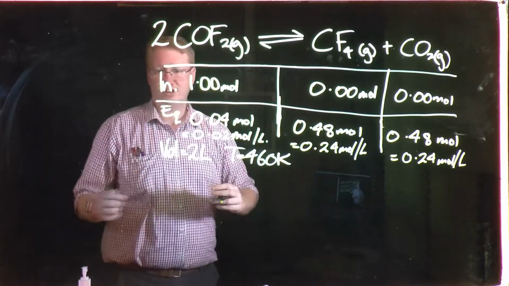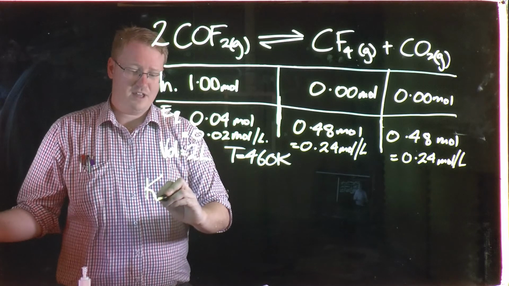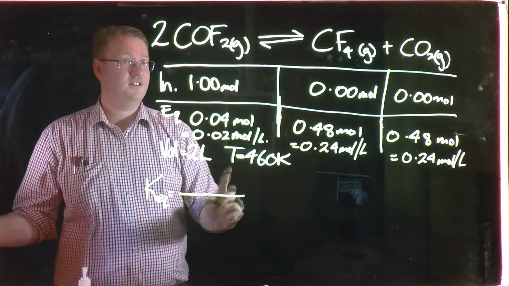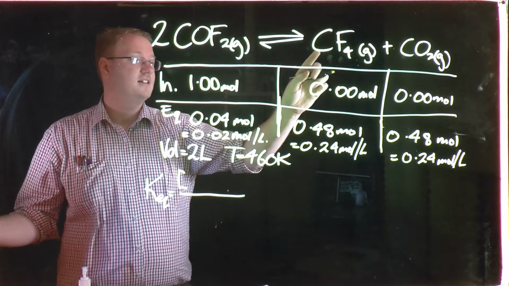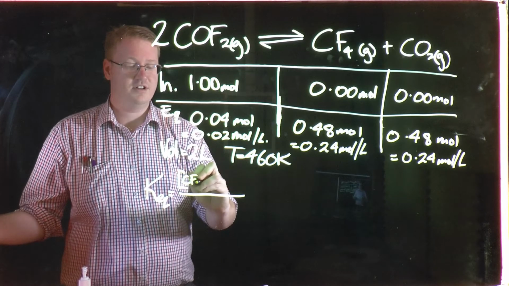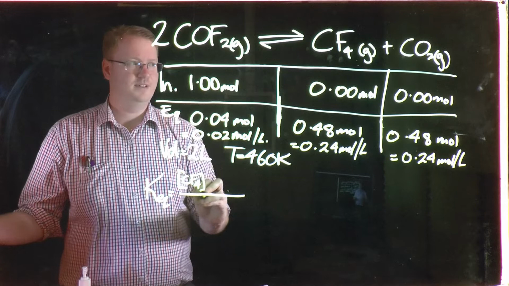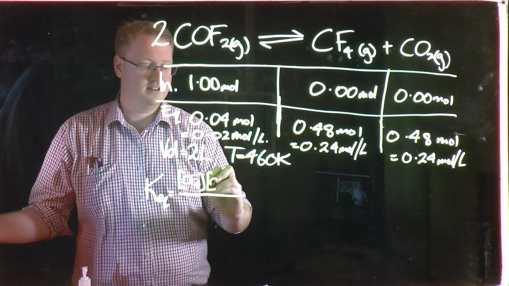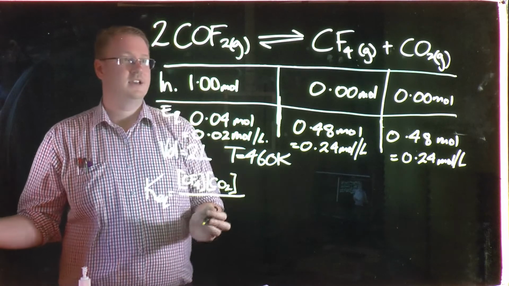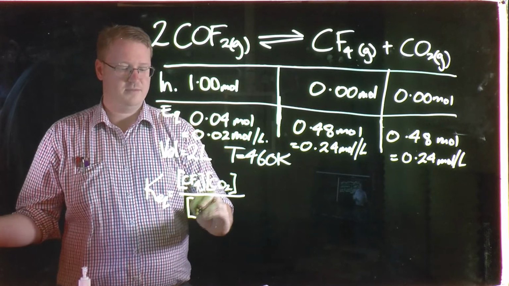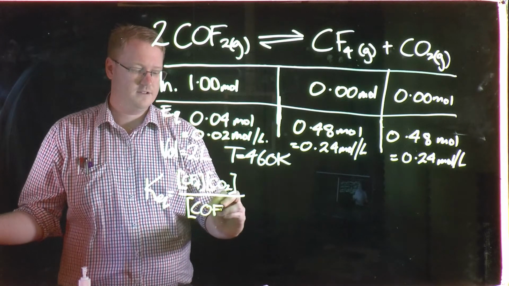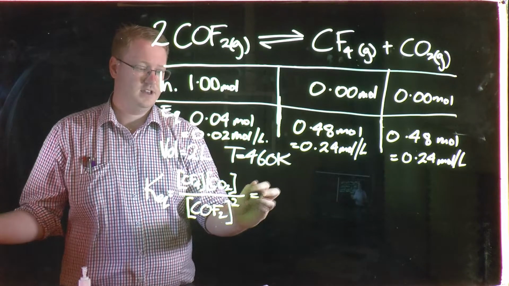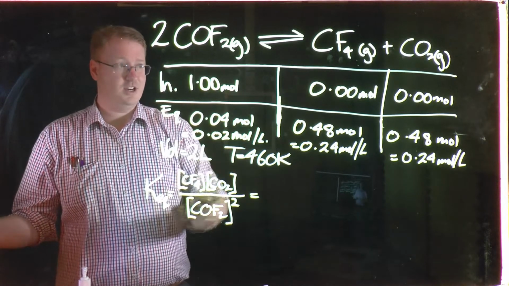Let's write a general expression for this equilibrium. Capital K, equilibrium, is going to equal the concentration of our products over the reactants. Our products are carbon tetrafluoride, the stoichiometry is 1, so to the power of 1, multiplied by carbon dioxide, stoichiometry is 1, so the power of 1. Now, the reactants down the bottom, carbon-oxygen fluoride. Stoichiometry is 2, so it's going to be squared. Okay, there's our general equilibrium expression for this reaction.